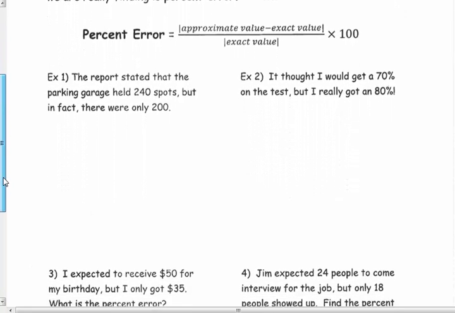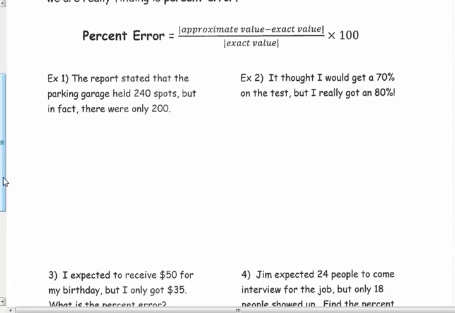Or I measure my string that I'm going to attach to a kite and I think it's 6 feet 5 inches, and then I go ahead and measure it and it's only 6 feet 3 inches. Oops, I was off by 2 inches. So that's what we're talking about today. Oops, we were off a little bit.